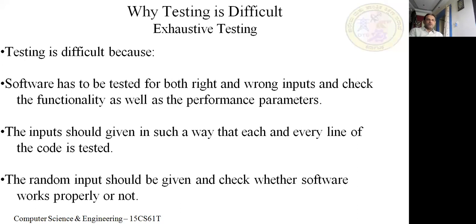We say so because, why? For the following reasons. What are the reasons? Software has to be tested for both right and wrong inputs and check the functionality as well as the performance parameters. What do you need to check? You should check for right values, wrong values, whether it is going to give the correct result or functionality, and performance. It should give you an immediate result. Your program should not wait for 1 hour to generate the output. That is performance.